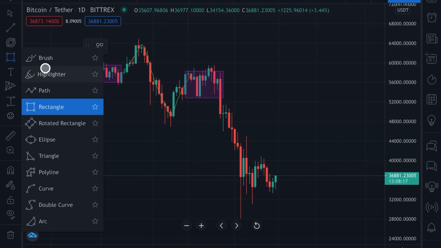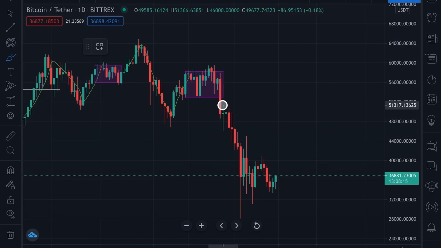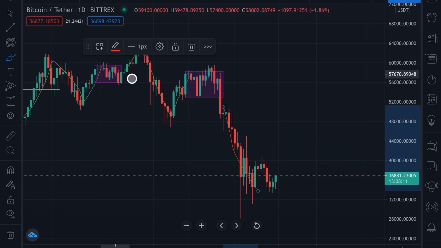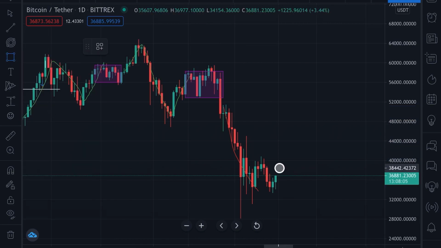This is a large consolidation range rather, and price breaks out of this into a downtrend. So price breaks into a downtrend here. We'll go ahead and color that one red. So you can see that price is in a downtrend. Now we are currently in another consolidation range.